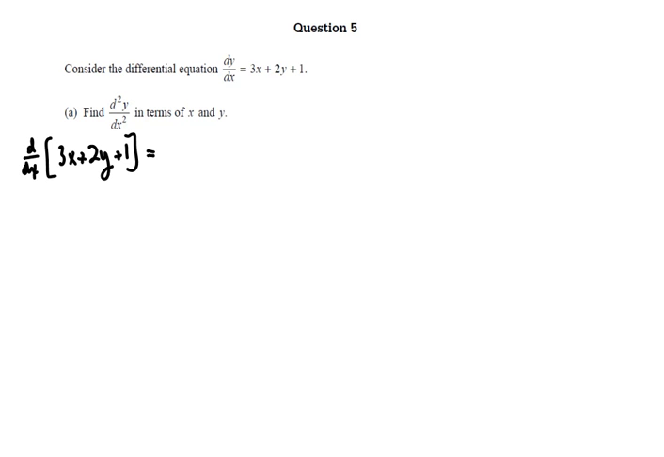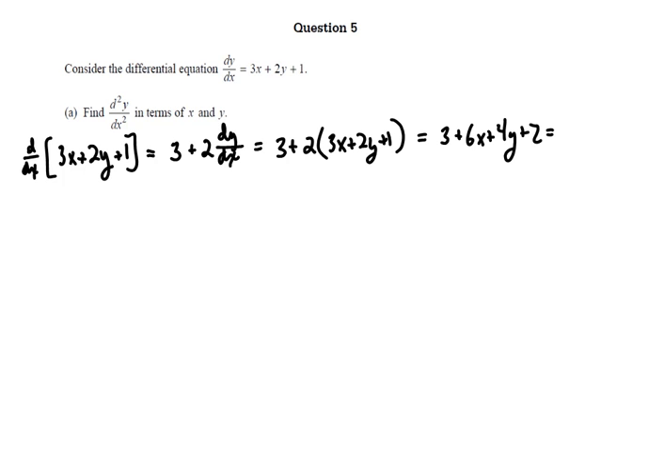So you're looking for the derivative of 3x plus 2y plus 1 with respect to x, and that is 3 plus 2 times dy/dx using implicit differentiation, and we can substitute 3x plus 2y plus 1 for dy/dx. And distributing, we get 3 plus 6x plus 4y plus 2. And finally, we get 6x plus 4y plus 5. And that's the answer for A.